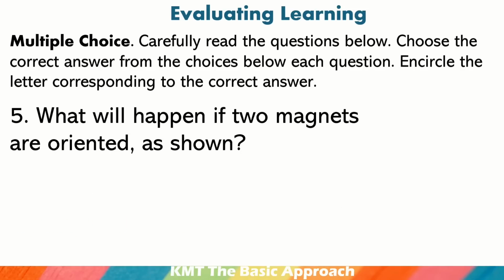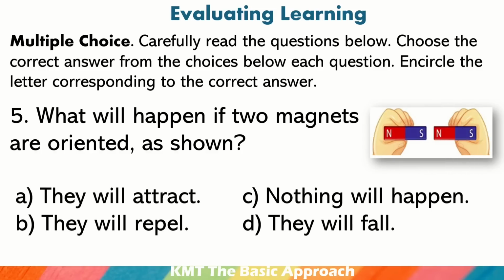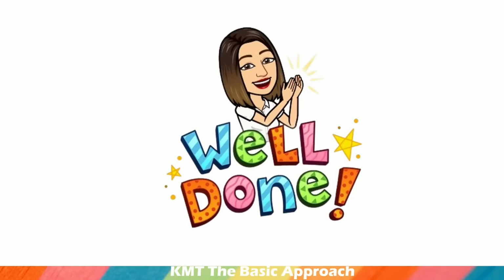Number 5. What will happen if two magnets are oriented as shown? A. They will attract. B. They will repel. C. Nothing will happen. D. They will fall. What is the correct answer? Correct. Letter A. They will attract. Well done, kids!